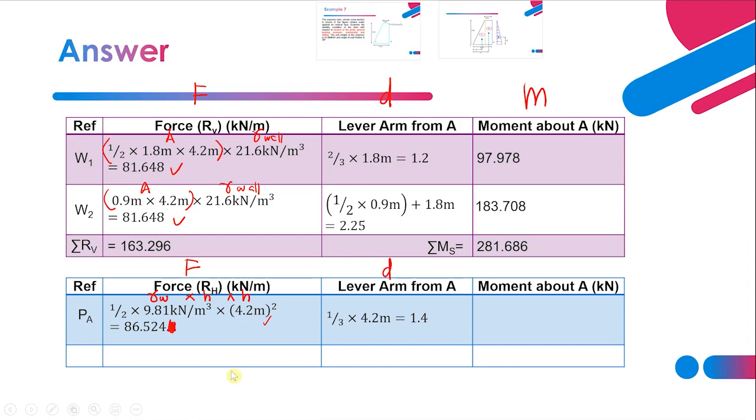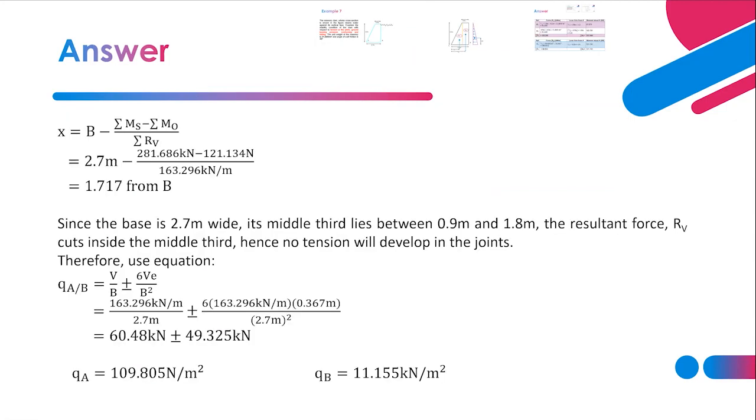So 1 over 3 times 4.2 meter. Okay, 4.2 meter is the H. You will get 1.4. So calculate the moment. Force multiplied by the distance. Then you get 121.134. Because this is the only force that acts, the force that acts on the retaining wall. There is no other force, just the liquid pressure. The total is the same value. We need to answer what else the question wants you to calculate.